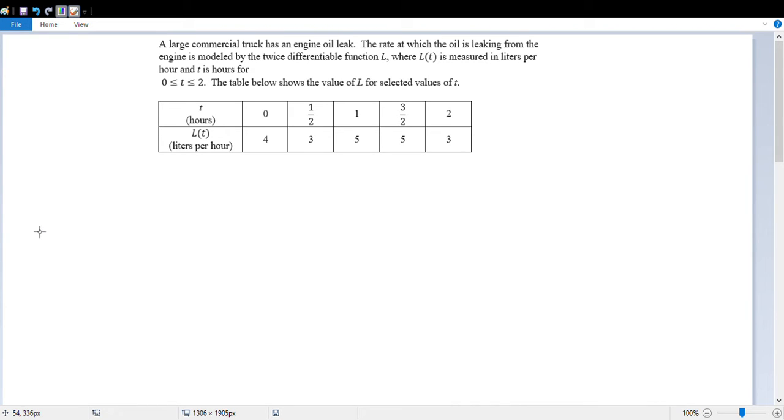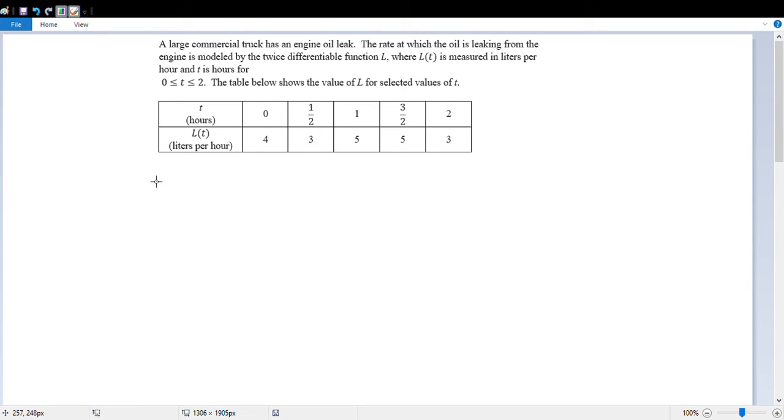Hello, today we're going to be looking at an integral and possibly its derivative given a table of values. We're going to be looking at estimating integration and function values using just a table.